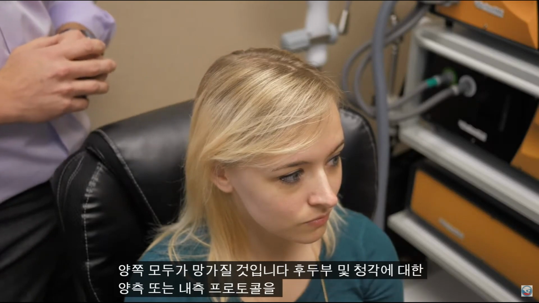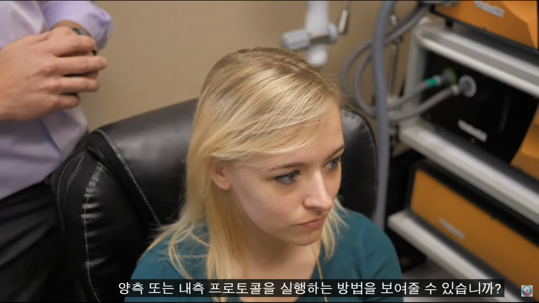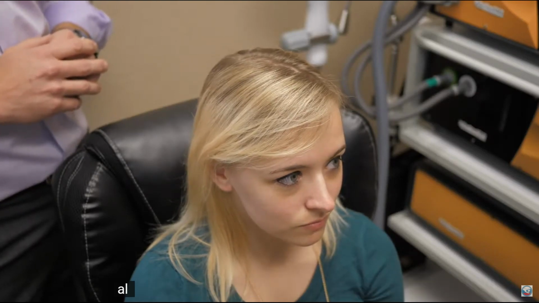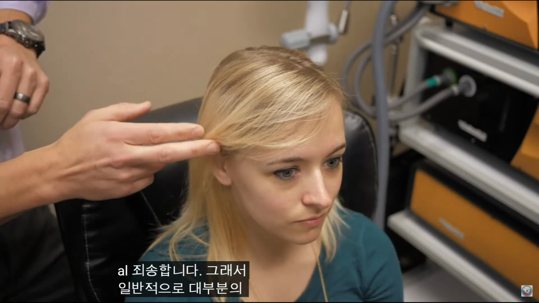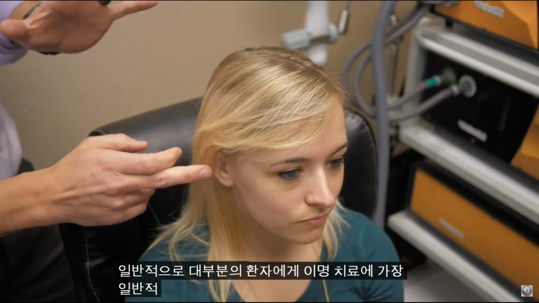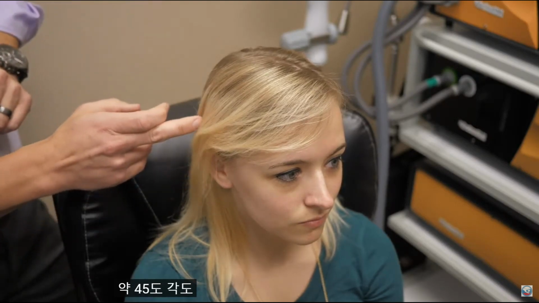Can you show us how you run the bilateral or medial protocols for the occipital and the auditory? Yes, and or the parietal, I'm sorry. And so typically for most patients, the most common, the most effective location for treatment of tinnitus is going to be about a 45-degree angle.